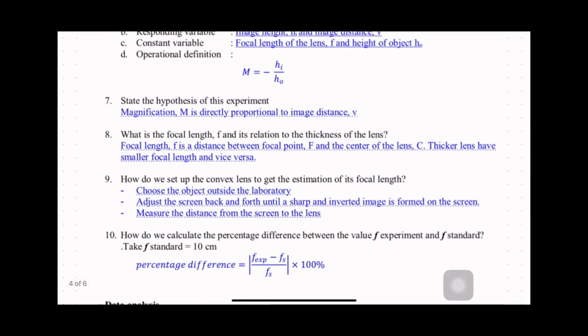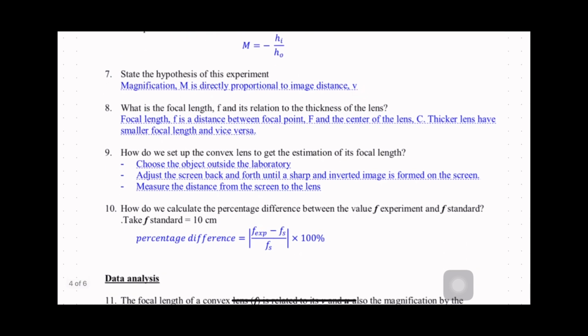State the hypothesis of this experiment. Magnification M is directly proportional to the image distance V. Maksudnya kalau M rendah, V akan rendah. Okay, what is the focal length F and its relationship to the thickness of the lens? Focal length F is the distance between focal point F and the center of the lens. Okay, the thicker lens have the small focal length and vice versa.